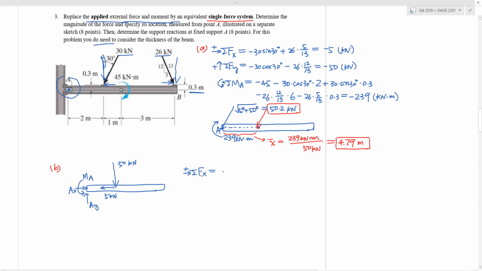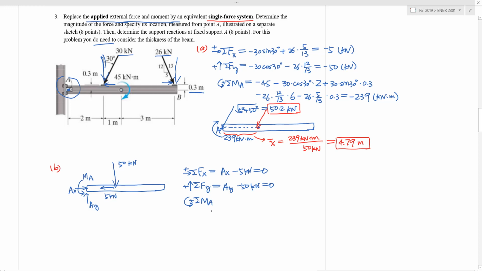Resultant force along the x direction equals our unknown support AX minus 5 kilonewton, and that equals 0. Resultant force along the y direction equals AY, so this is vertical up is positive, minus 50 kilonewton equals 0. And lastly, resultant moment about point A, counterclockwise, is positive.